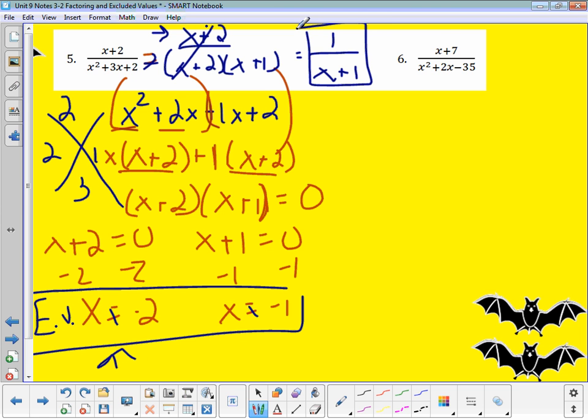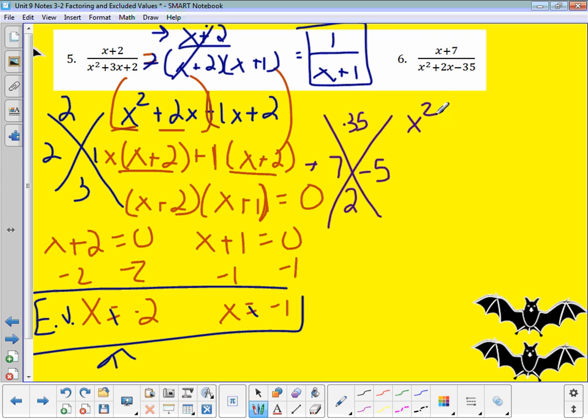For most of these today, you're going to end up with 1 on top, and then you're going to have a factor left on the bottom. Let's take a look at number 6. Let's factor that out. So we're multiplying to negative 35 and adding to 2. So we're going to have a positive and a negative product. So think of things that multiply to 35. What I come up with is positive 7 and negative 5. So let's go ahead and factor that one out.